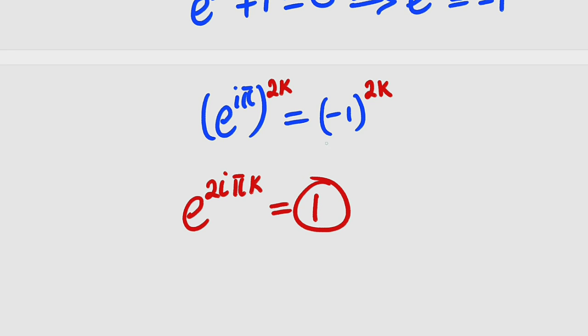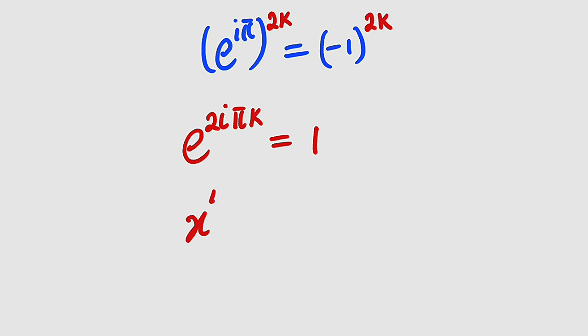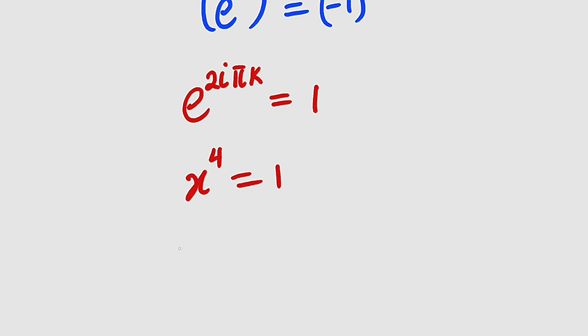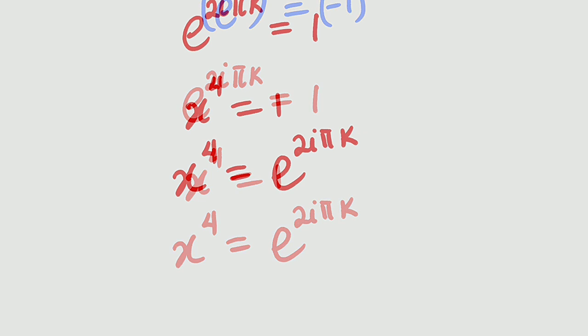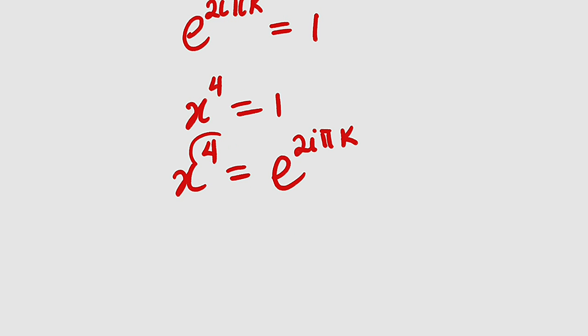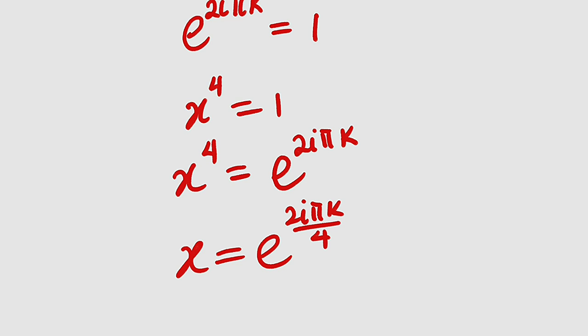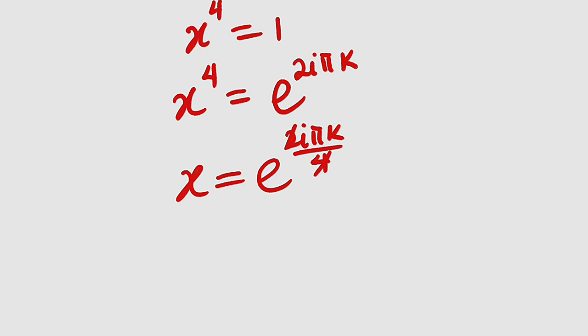So instead of this 1, we can now replace it with this one from our original equation, which is what? x to the power of 4 equal to 1, remember? So therefore x to the power of 4 can now be written as e to the 2i pi k. Since we are looking for x, we can divide both exponents by 4, and hence x is equal to e to the 2i pi k divided by 4. And the 2 here will go into 4 exactly 2 times. So x finally equals e to the i pi k divided by 2.